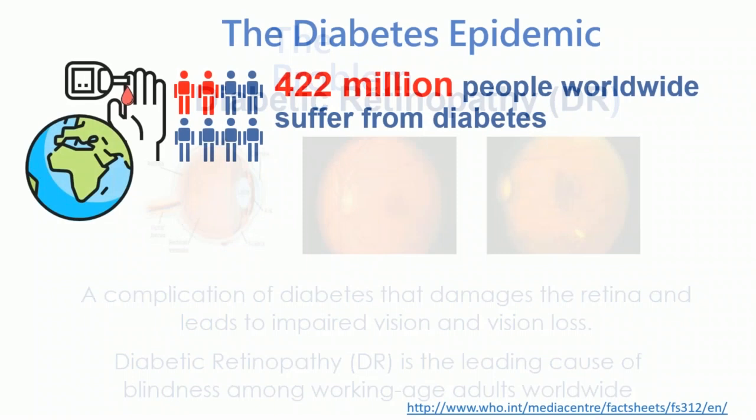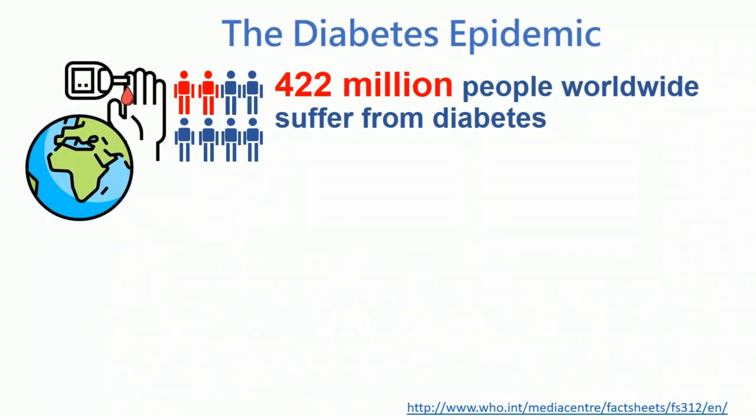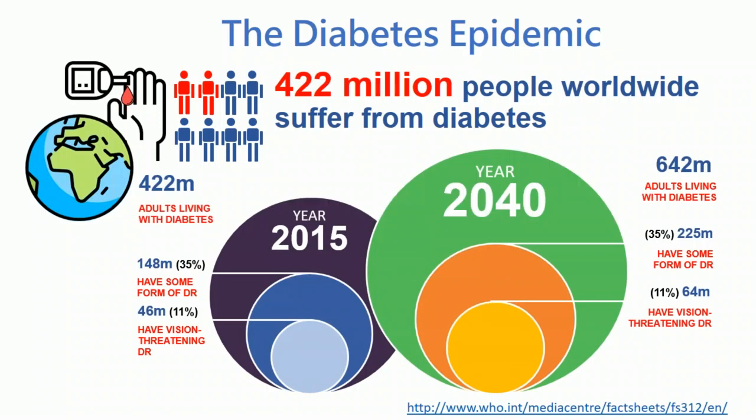The reason diabetic retinopathy is a problem is, of course, the diabetes epidemic. As per the WHO, there are 422 million people worldwide who suffer from diabetes. This was in 2015. The number is probably much larger today. A full 35% of these people have some form of DR, as per the WHO's estimates. That's 148 million people. 11%, 46 million people, have an advanced form of DR, which is the kind that would lead to vision loss. If we go forward to 2040, the numbers become much larger and more alarming. But definitely, diabetic retinopathy is a global challenge. It's the kind of challenge that you can see AI and technology helping us with.